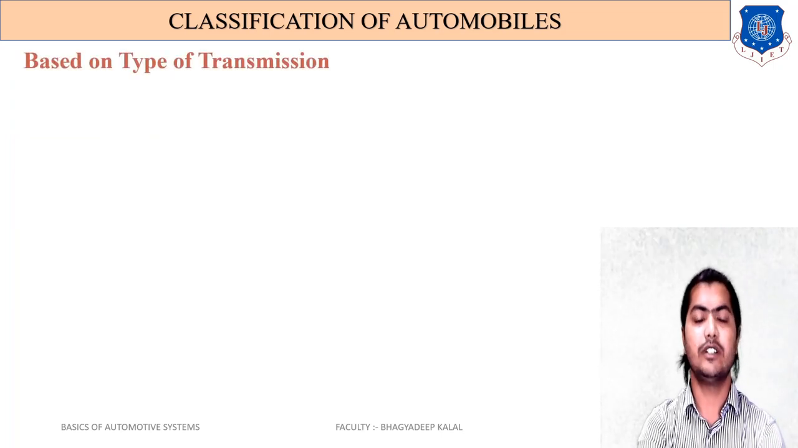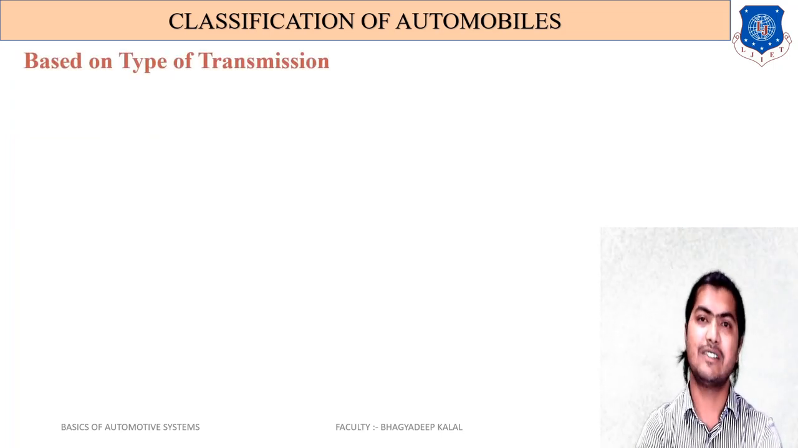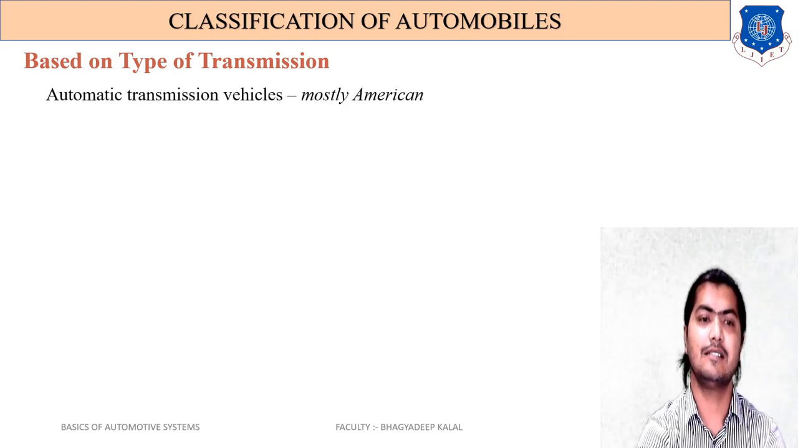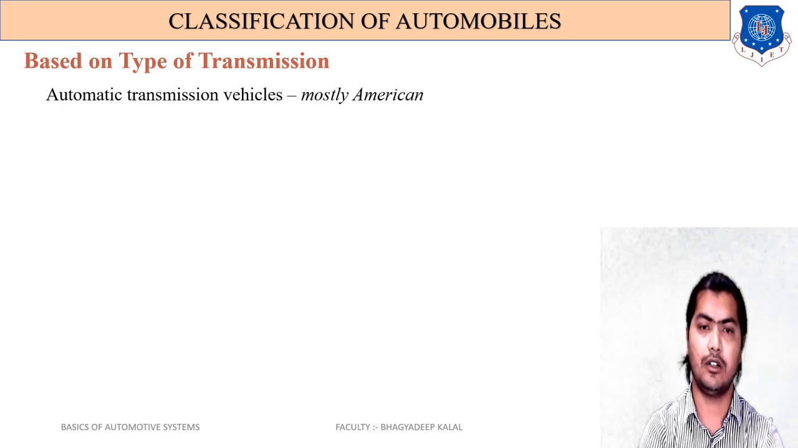Next is based on the type of transmission system. Based on the type of transmission system, we divide the automobile. First is the automatic transmission vehicle, which is used mostly by Americans. In an automatic transmission system, no gear shifting is required, only just automatic.